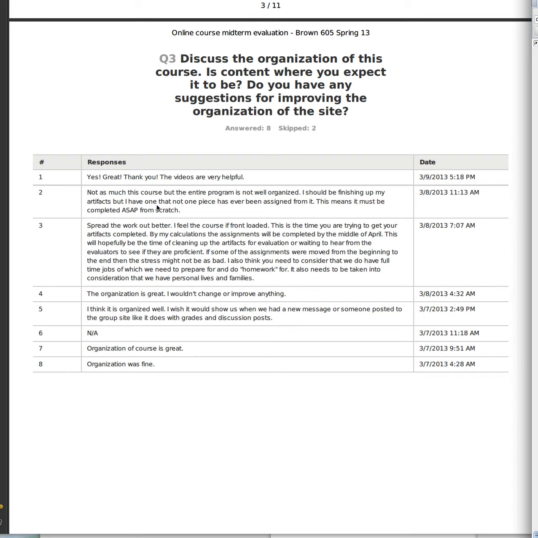here, comment number 2, the student said they have one piece from an artifact that's never been assigned from a course. I'm curious about which artifact component hasn't been touched, because all components are covered in the suggested timeline in the handbook. So if a course isn't addressing them, we need to know which component it is so we can review the syllabus and make sure that that assignment is a part of the course.